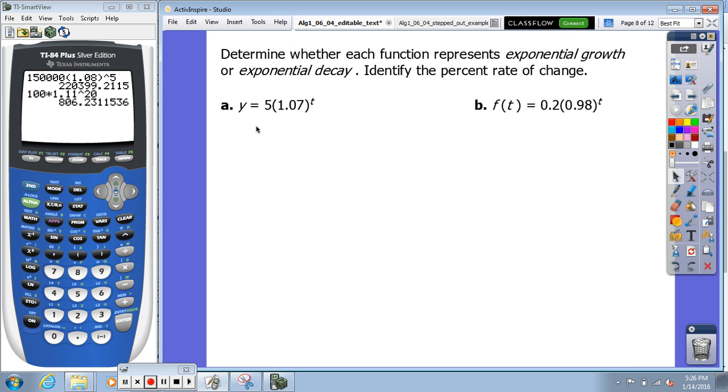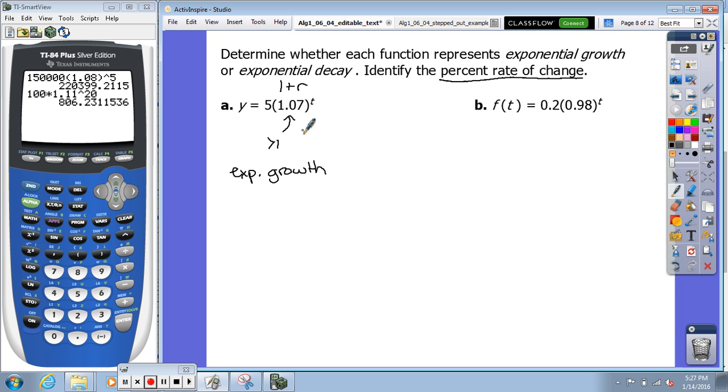Okay, on this one it says determine whether each function represents exponential growth or exponential decay. You don't have to write this down, but do follow along because we're going to do similar problems to this in your student journal. So first we're deciding if it's growth or decay, and then we are doing the percent rate of change. So looking at this number, 1.07 is greater than 1, so I'm going to say that it is exponential growth. Now, to find the percent rate of change, keep in mind it's 1 plus the rate.